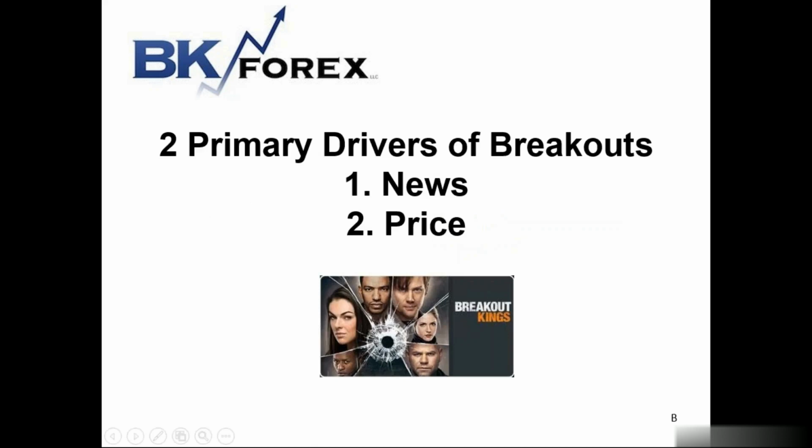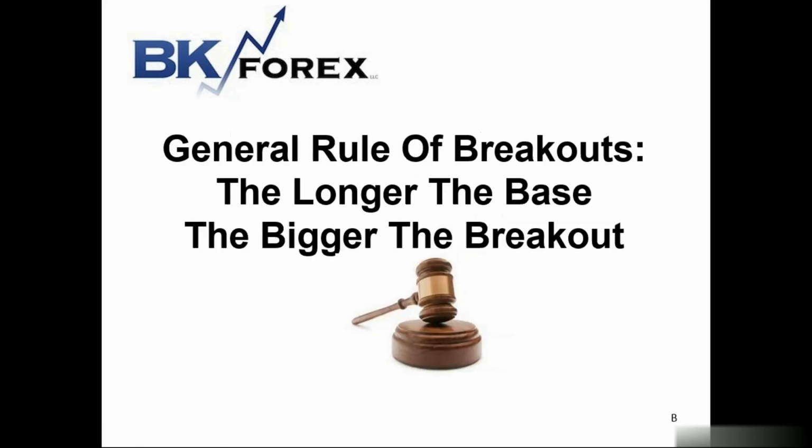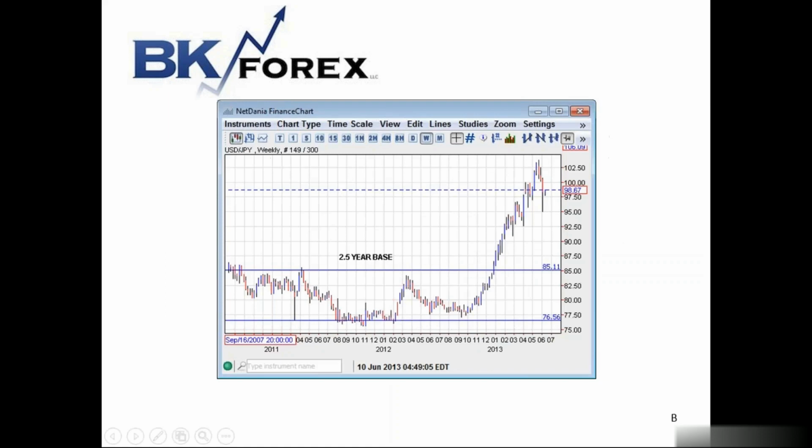So there are two primary drivers of breakouts. One is news, and the second one is price. We already talked about this. But the longer the base before the breakout, generally speaking, the rule of thumb is that the stronger the potential breakout in the currency pair. So if we have like a 2.5-year range in the currency pair and it finally breaks out, this could lead to a very significant trends-based move in the currency.